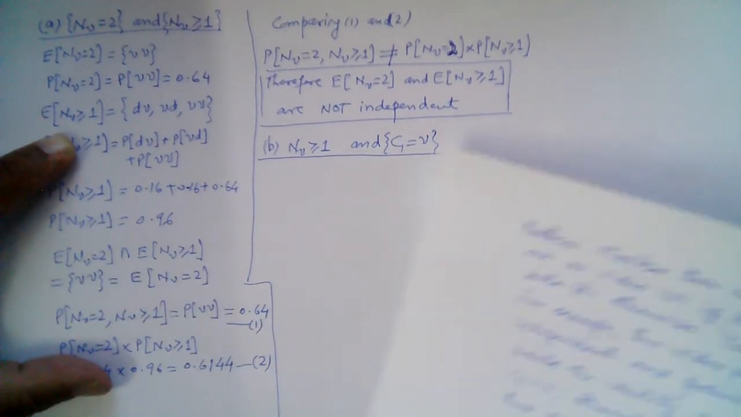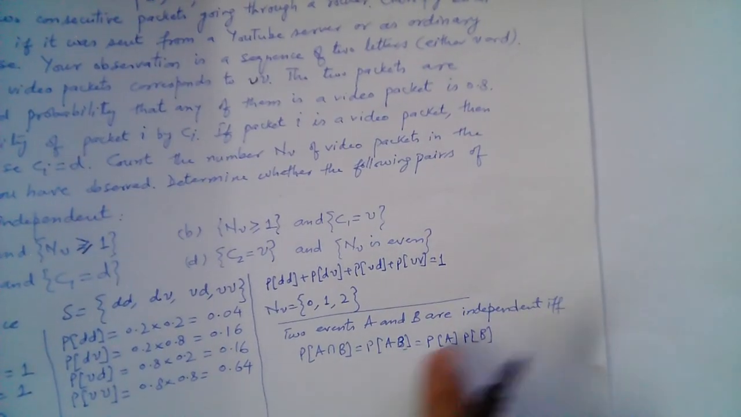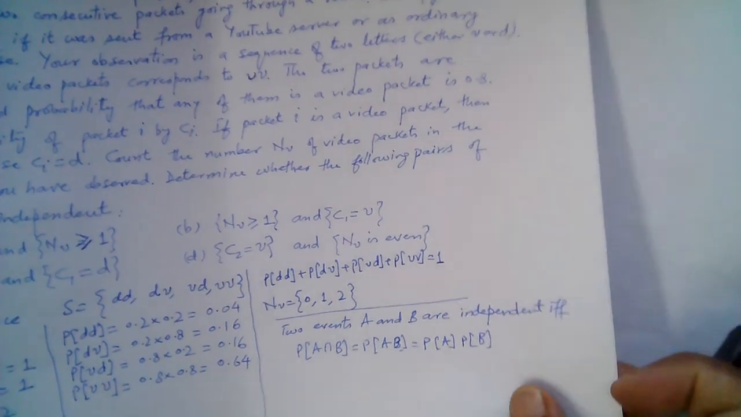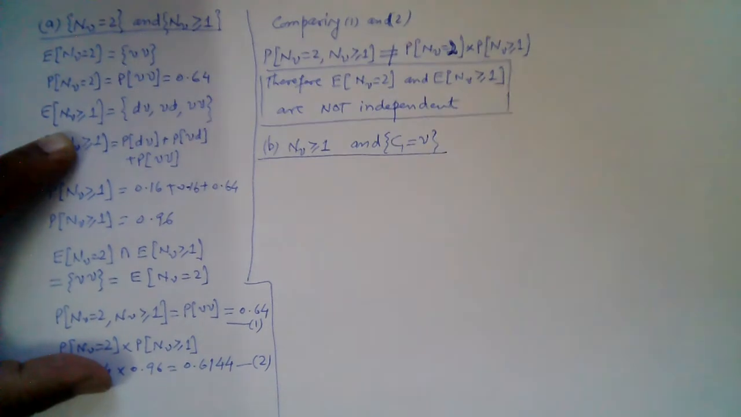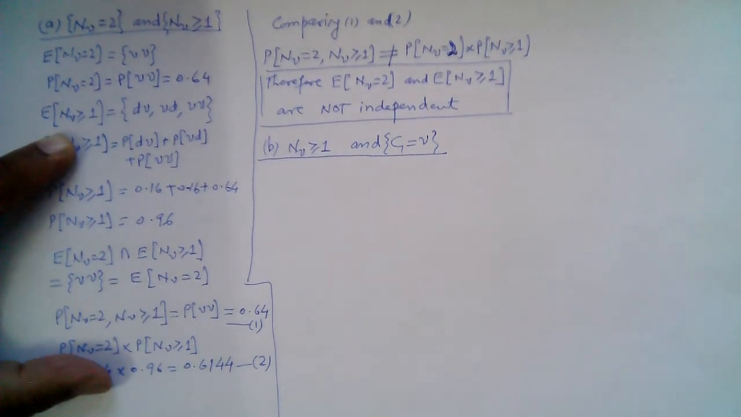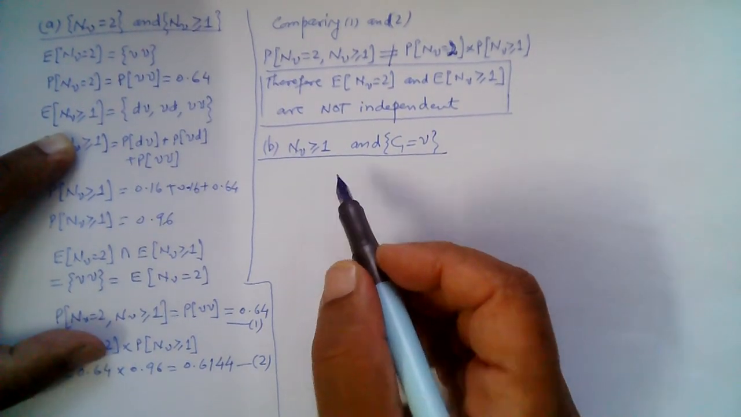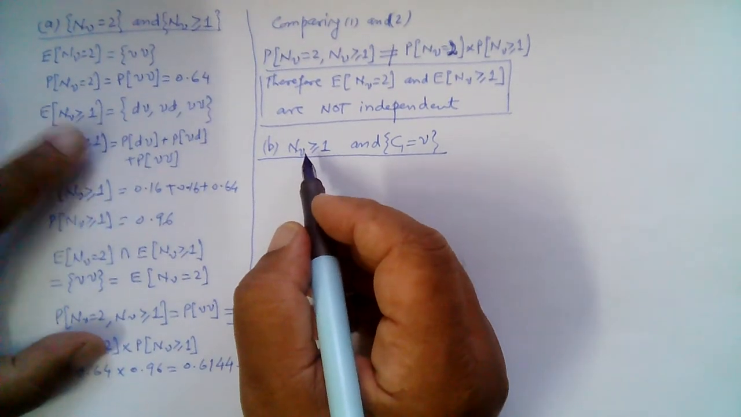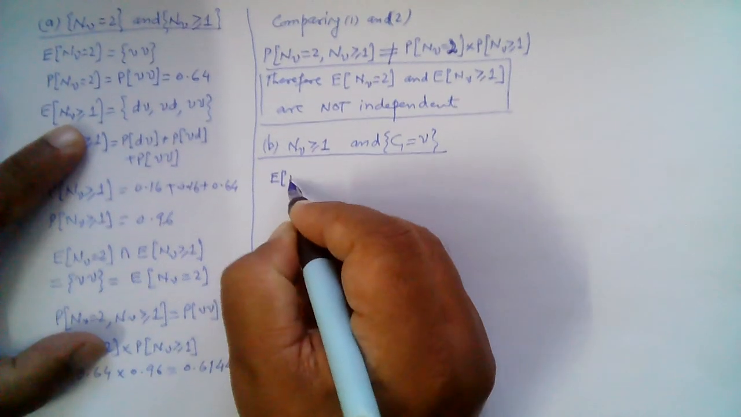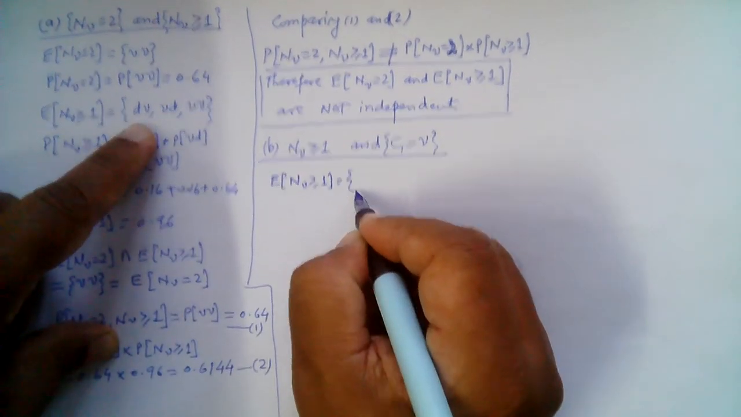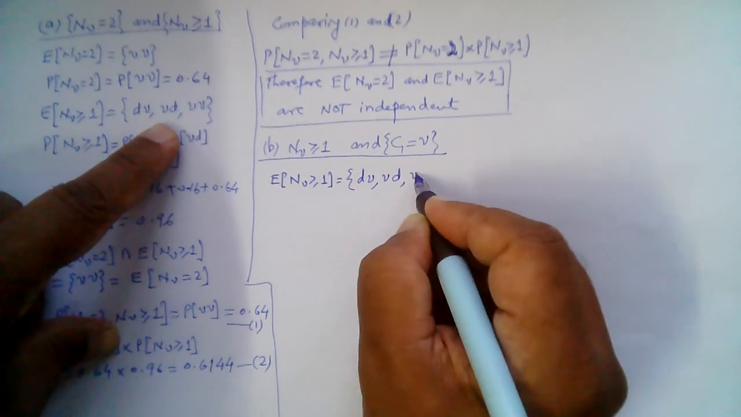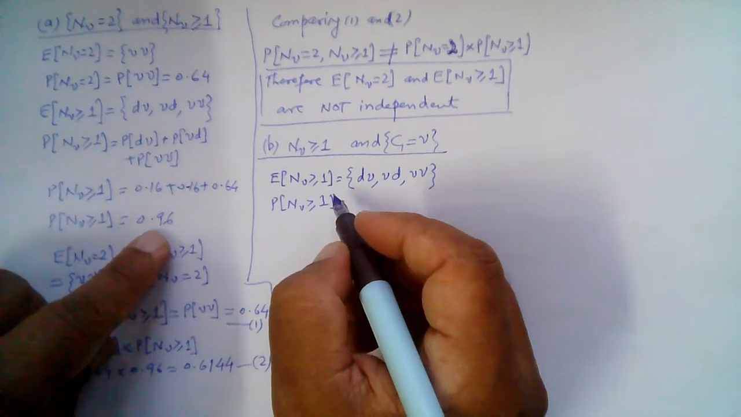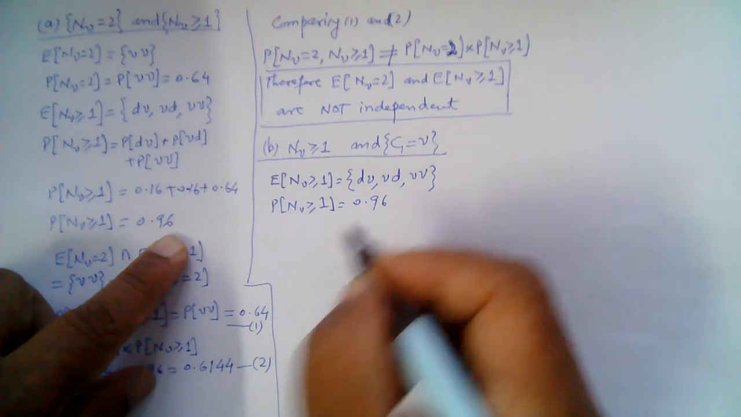So let's find out again the same way that the two events A and B are independent if and only if the probability of the intersection of the two events is equal to the product of the probabilities of the two events, right? So we find out the probabilities of the individual events, and then we find out the product and the probability of the intersection, and then compare. So event NV greater than or equal to 1 was found out to be this event DV, VD, VV, and the probability was found out to be 0.96, right?